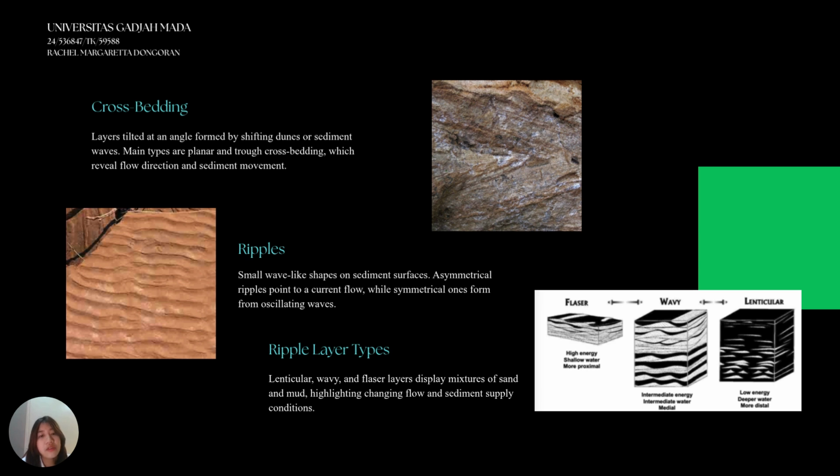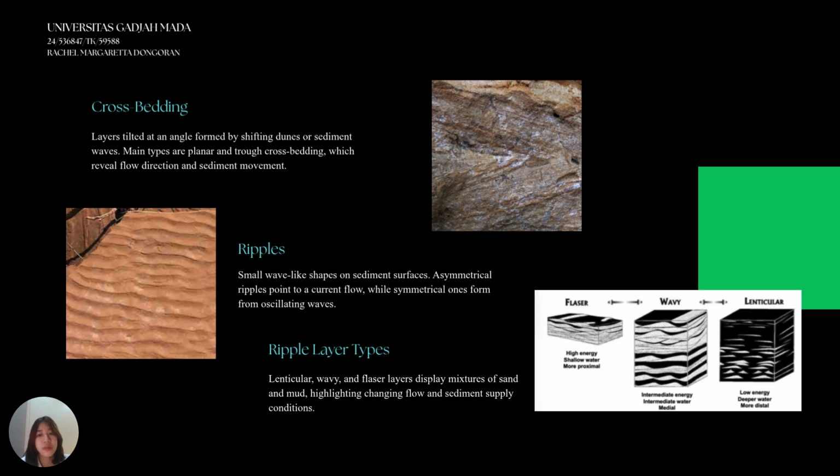Next, let's talk more about two very common depositional structures, which are cross bedding and ripples. So cross bedding happens when inclined layers form as dunes or ripples migrate over time. There are two main types: planar cross bedding, or flat layers, and trough cross bedding, which is curved layers. These are important because they show the direction of flow and help us interpret ancient current systems.